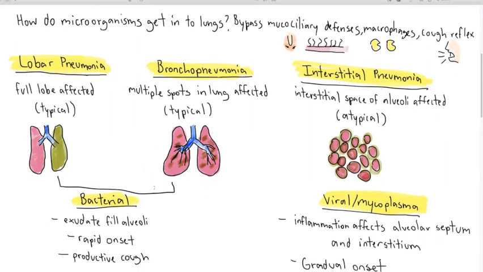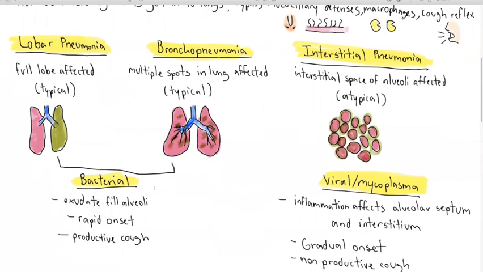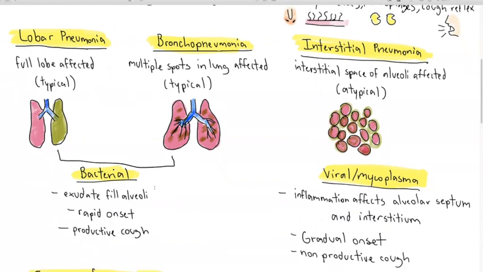Typical pneumonia is bacterial, when exudate fills the alveoli, and there's a rapid onset. You'll get lots of symptoms because the bacteria is multiplying and causing inflammation and accumulation of fluid within the alveoli. The person might get fever, chills, productive cough, purulent sputum, shortness of breath, tachypnea, tachycardia, crackles and wheezes on auscultation, and sometimes pleuritic pain, like chest pain.